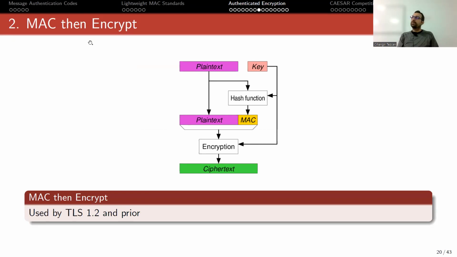Here, MAC then encrypt. So you first perform the HMAC operation here. Of course, you can do something else if you want, but we are using the hash function with the secret key, and take the plain text and obtain the tag here. You concatenate this tag to the end of your plain text, then perform the encryption. This is what is used in TLS 1.2 and prior to that version. This is not used in TLS 1.3. So a little bit better, but again, the person obtains the ciphertext, decrypts it back, takes the plain text, puts it in the hash function, calculates the MAC, and checks if it is correct or not. Again, too much trouble.